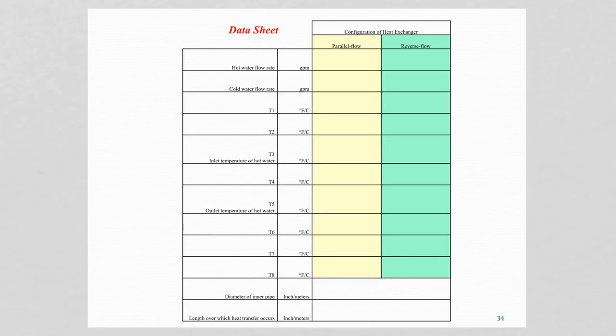Here's the data sheet that you have to fill up. We have provided that in your handout. We provided what we saw, the reading of the different thermocouples, T1, T2, T3, T4, T5, T6. Note that T7, T8 do not exist. Not sure why they are still on that data sheet. We have also provided the diameter of the inner pipe and the length over which heat transfer occurs, which is the length of the two sections, two legs of the heat exchanger. Flow rates here are 1 GPM for both.